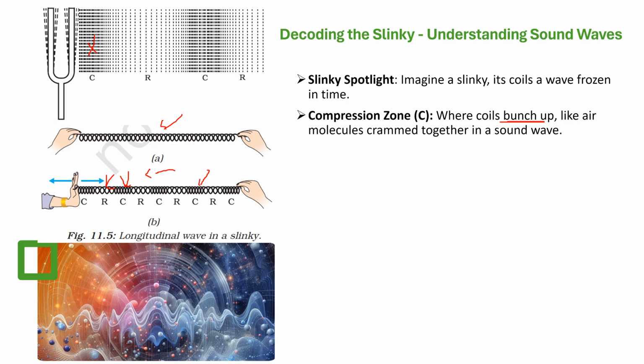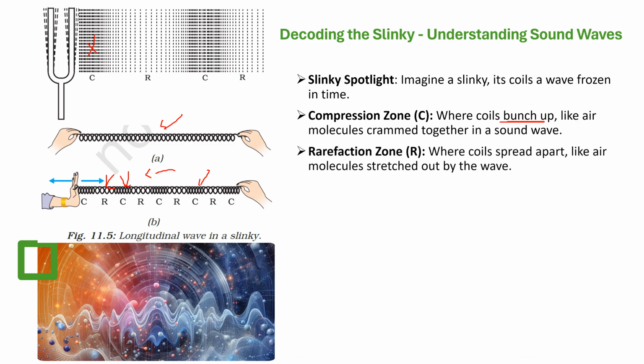It's compressed, right? Similarly, the rarefaction zone is where coils spread apart. See, in this region the coils are spread apart, like air molecules stretched apart in the wave. So we could observe the compression and rarefaction in both the cases: one with the prong, the other with the slinky. Now tuning fork and slinky both.